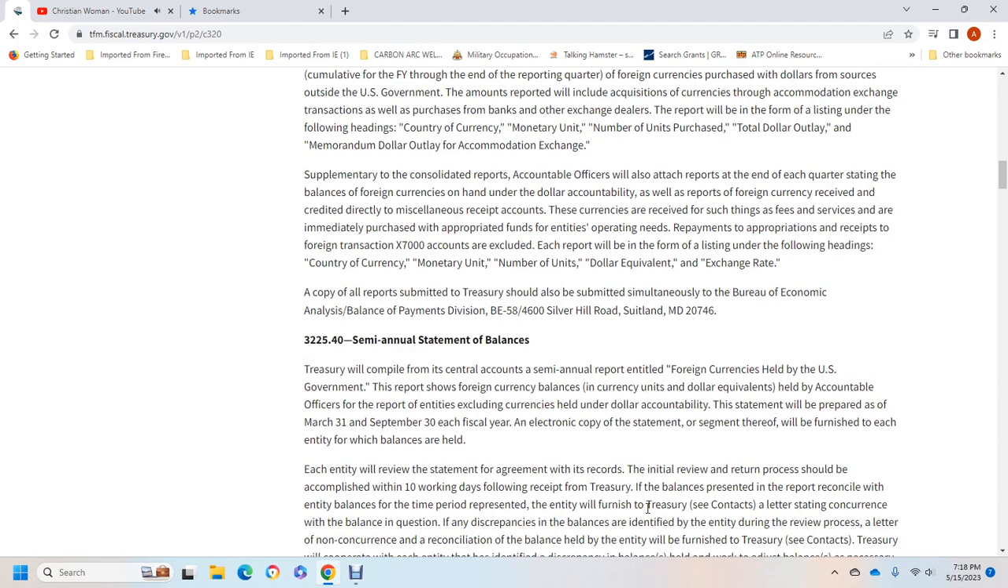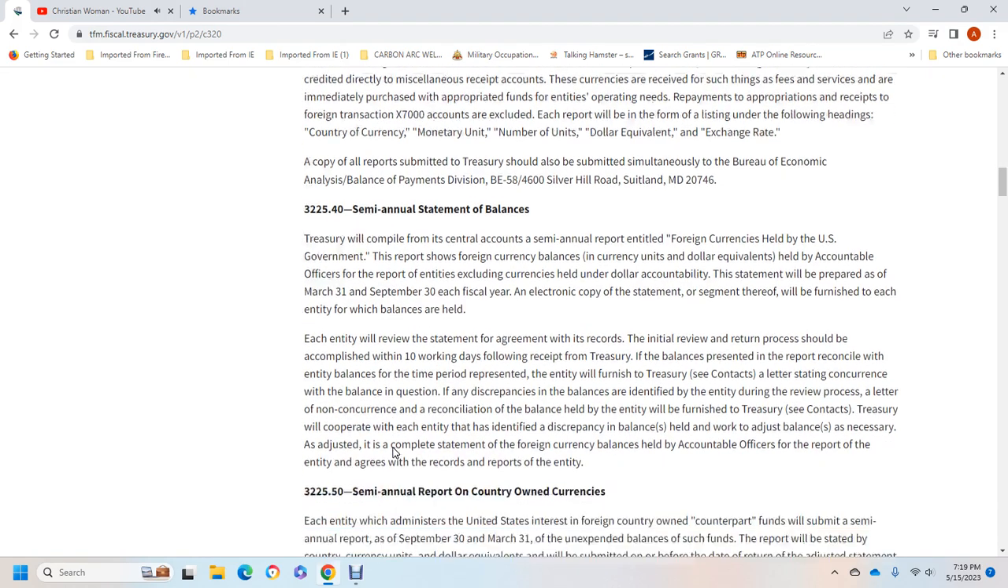3225 Semi-annual statement of balance. The Treasury will comply with the central account with the semi-annual report of the foreign currency held with the U.S. government. The report shows the foreign currency balance of the current unit's dollar equivalents held by the account with the officer of the report of the entity included, the currency has on dollar accountability with the statement prepared March 31st to September 30th each fiscal year, with the electronic capability of the statement furnished to each of the entity with the balance held.